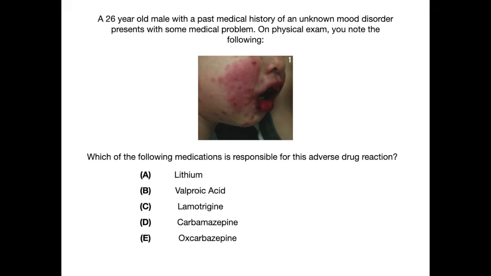Now in this question, I left the vignette pretty much the same, and I changed one sentence. I wrote, on physical exam, you note the following. And then there's a picture. And the question is now, which of the following medications is responsible for this adverse drug reaction? And what you're seeing here, even if you're not sure that this is Stevens-Johnson syndrome, you should assume that it is given the 5 answer choices, because no drug besides lamotrigine causes Stevens-Johnson syndrome or a malignant appearing rash on the mucosal surfaces. So you can safely assume, because we're talking about mood stabilizers, that this is probably SJS or Stevens-Johnson syndrome, and therefore the answer is lamotrigine.